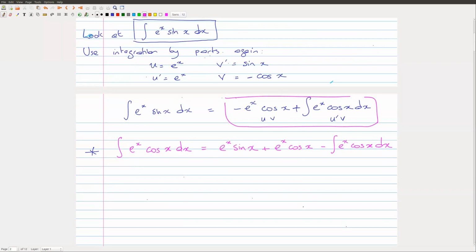So let's just gather it so that the two appearances of the integral there are on the same side of the equation. This is saying that 2 times integral of e to the x cosine x dx is equal to e to the x sine x plus e to the x cosine x. We better put in a constant of integration at some stage, because we're looking at an indefinite integral.